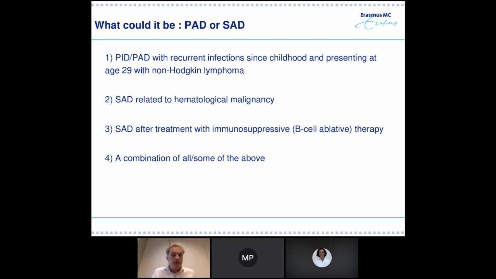Or two, it could be a secondary antibody deficiency related to the underlying hematological malignancy that he was presenting with in 2008. Or it could be a secondary antibody deficiency after a treatment with immunosuppressives, like rituximab, which reduces the number of B cells, or it could be a combination of all or some of the above. So you see the clinical picture with recurrent infections, low IgG, disturbed response to immunization could be either a primary antibody deficiency and then presenting at a later age with a lymphoma, or it could be a secondary antibody deficiency related to the hematological malignancy and/or its treatment.